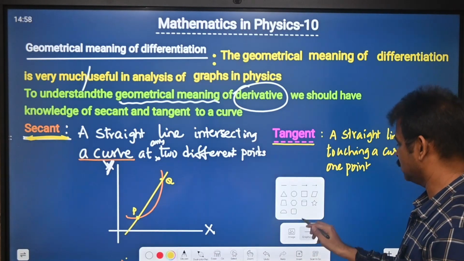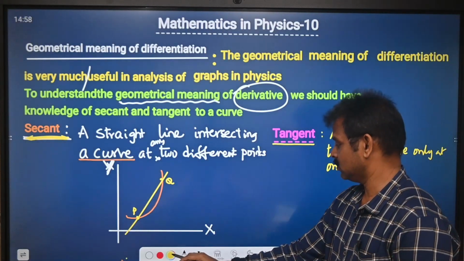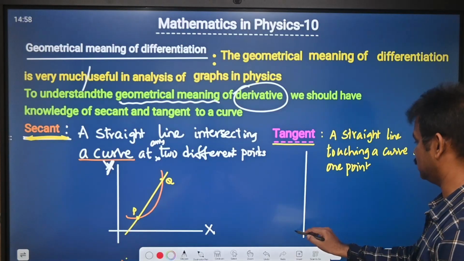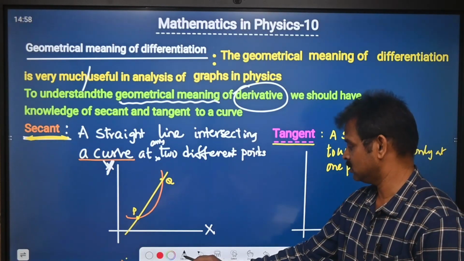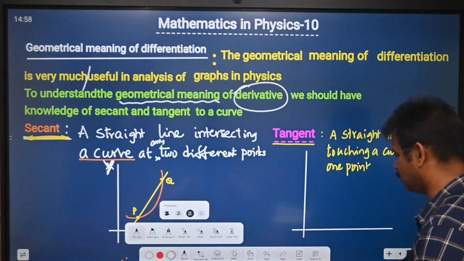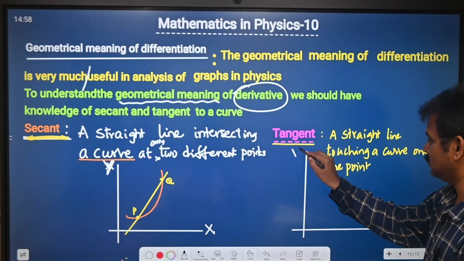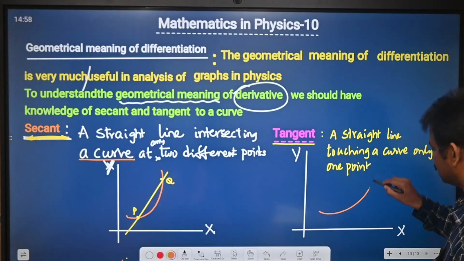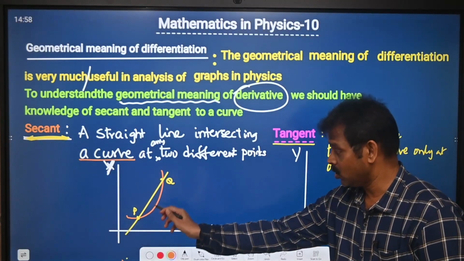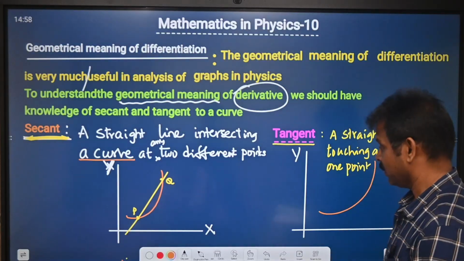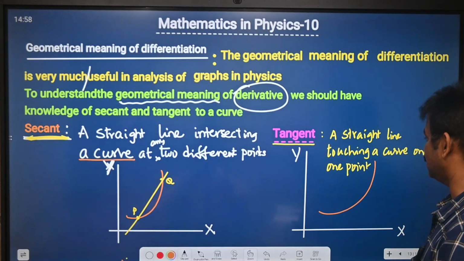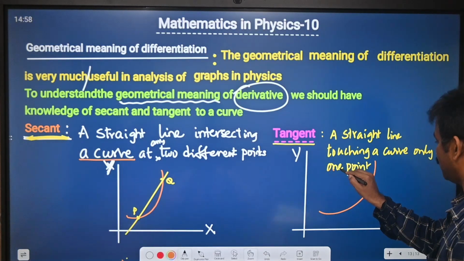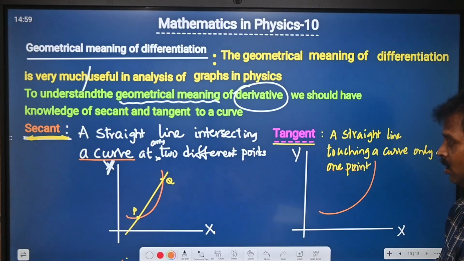For this, let me take the same diagram, the previous diagram. This is the y-axis, this is the x-axis, and the curve that we are denoting here is like this. And this yellow color line is secant. Now what is this tangent? Tangent is also a straight line, but it is touching the curve only at one point.